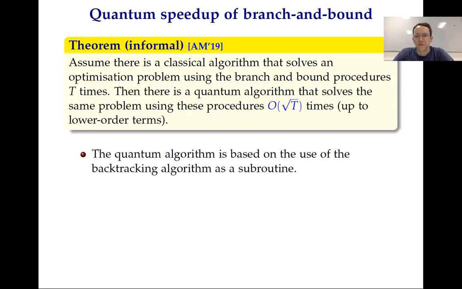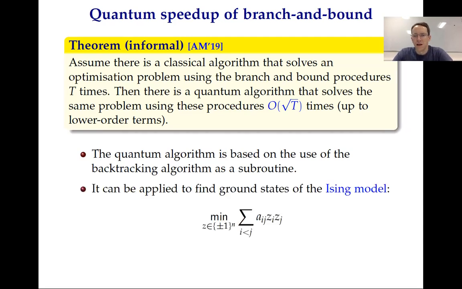And we can get an efficient quantum algorithm for branch and bound too, which gives us a sort of square root speed up compared with the classical algorithm. Just to mention a particular problem to which this can be applied, it's to find ground states of the Ising model. So this is maybe something of interest to physicists in the audience.